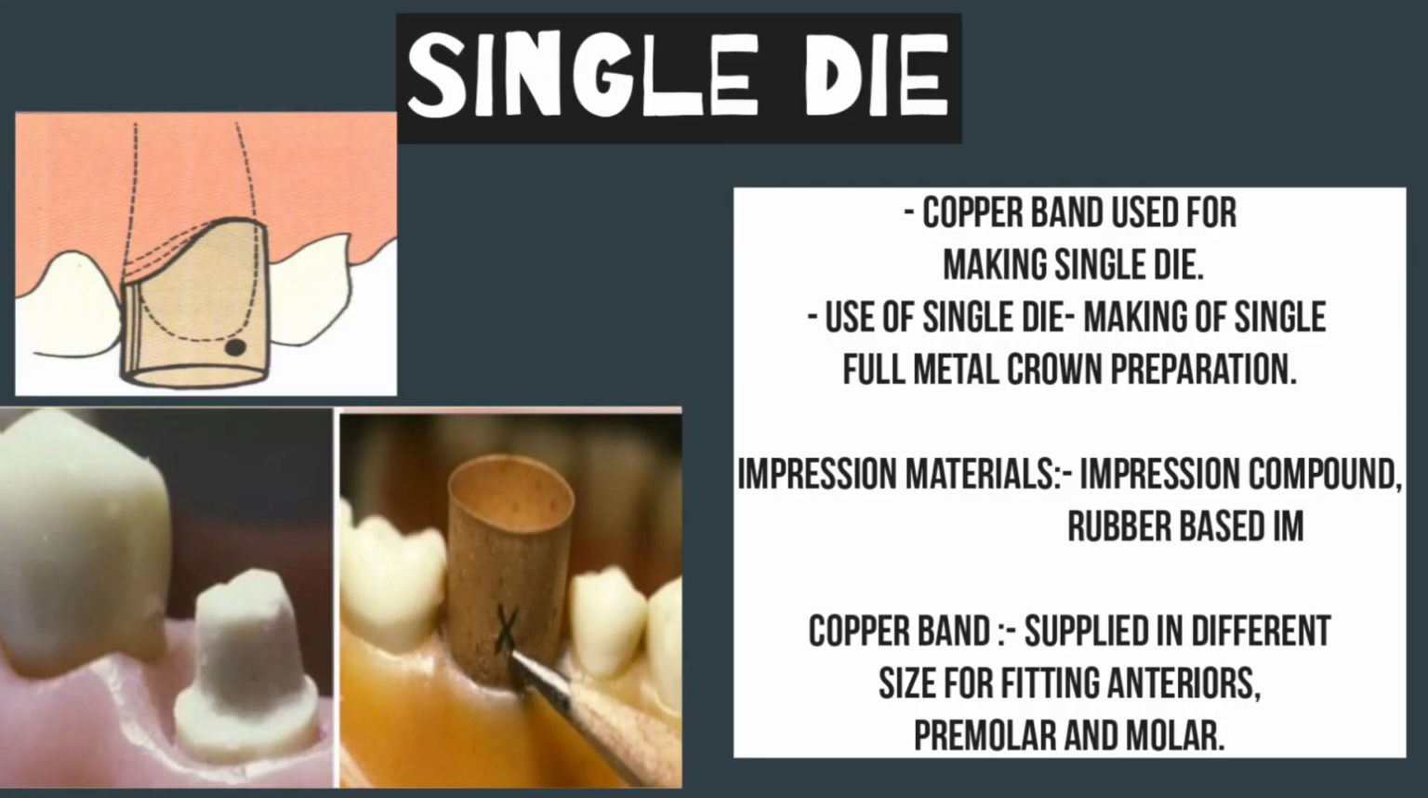Now we will discuss the single die in the die system. In the single die we use a copper band for making the die. So what are we using for making a single die? A copper band. This single die is used for making a single full metal crown preparation. The impression material we are using is impression compound and rubber-based impression material, and the copper bands are supplied in different forms and sizes.